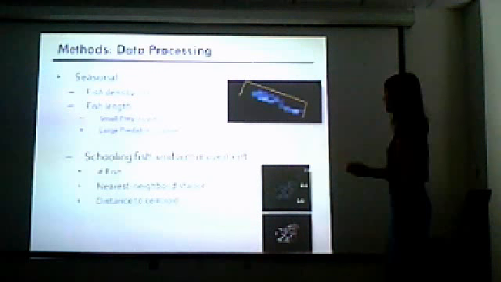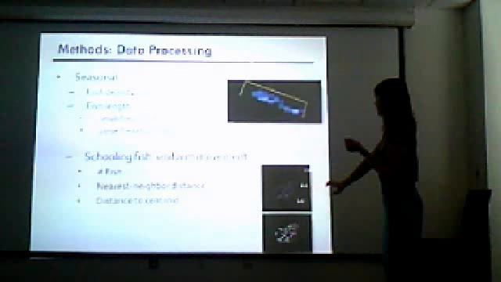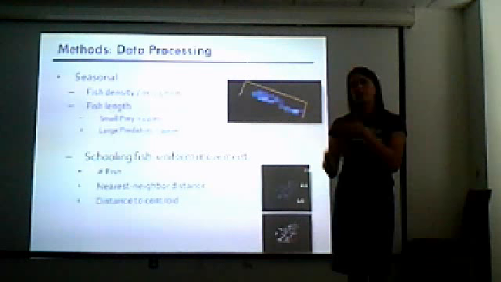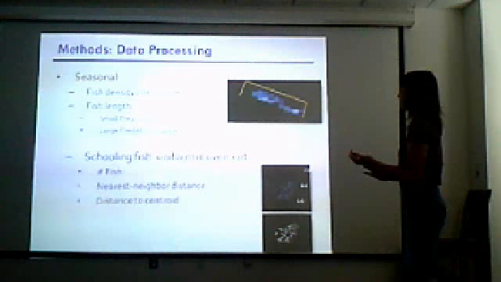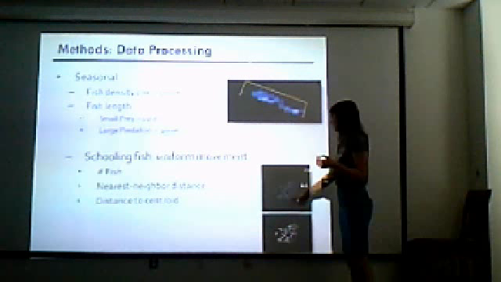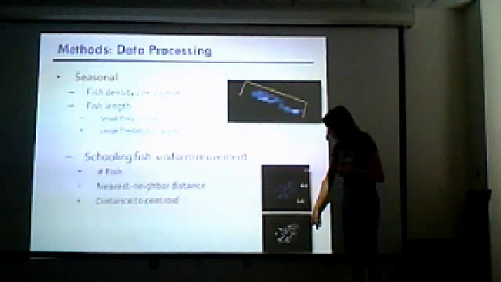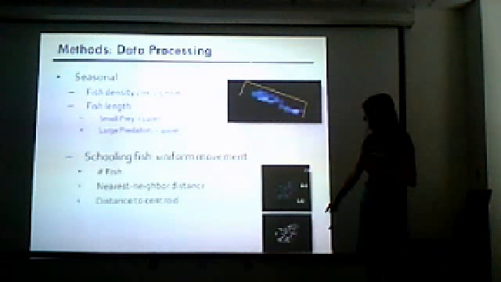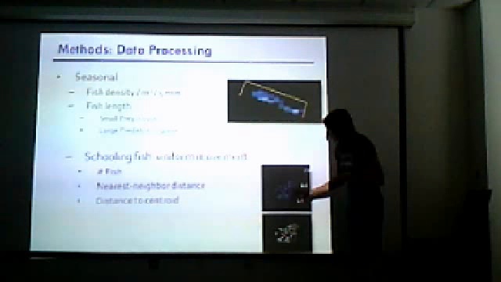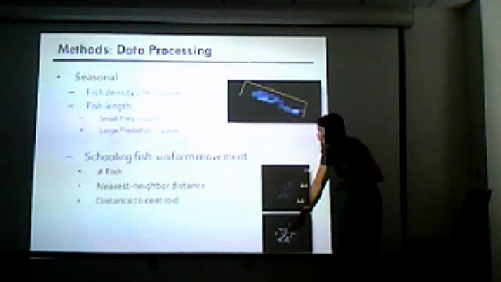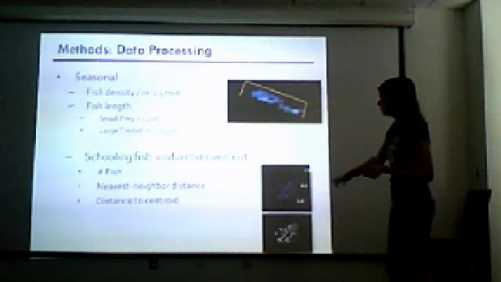So I used nearest neighbor distance and distance to centroid to get at how compact the school was. And I used ImageJ software, which is a free software that you can download online. It's just an image processing software. I would export just a still shot of the school within a video. And then using some processing techniques in ImageJ, I would make it binary and subtract out all the noise from the background. And then the software would count all the little white dots.